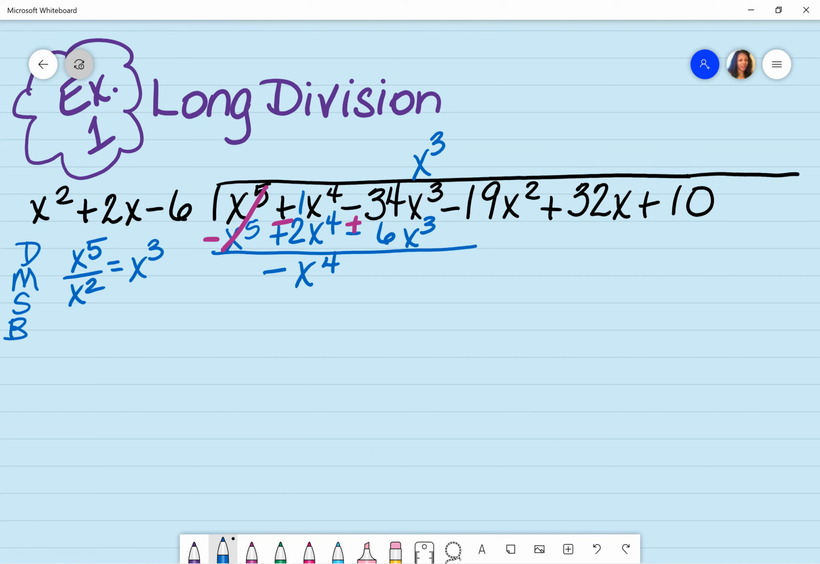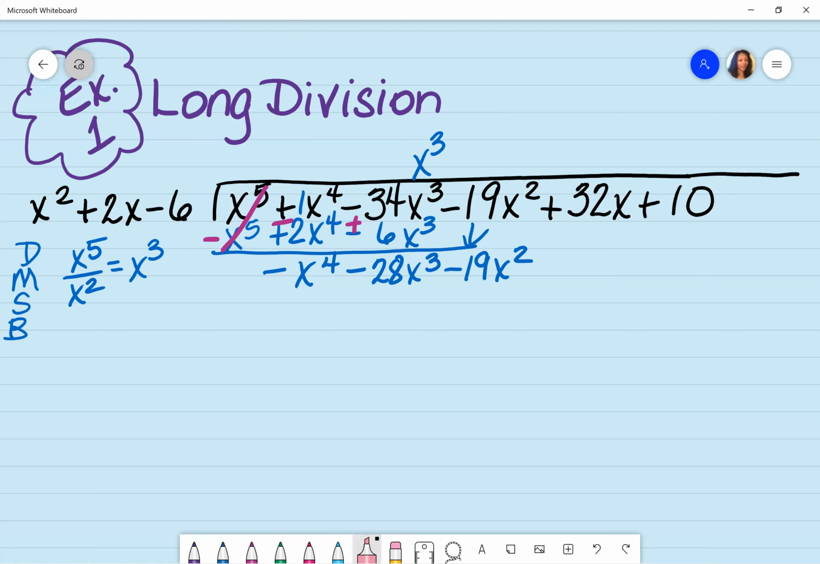And the next step is negative 34 plus 6, which means we are still subtracting. And this time I'm going to take 34 and subtract 6 from it. So that is going to be negative 28x cubed. And I bring down, that's my next step. That's what this B stands for. I'm going to bring down this negative 19x squared. Start the process all over.